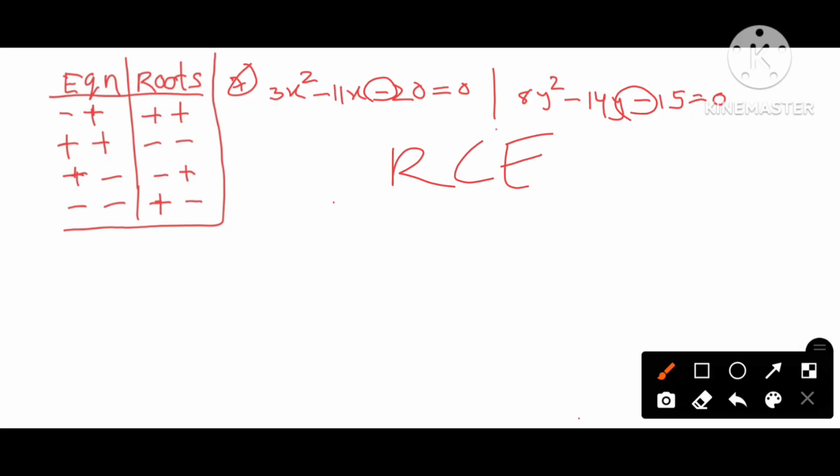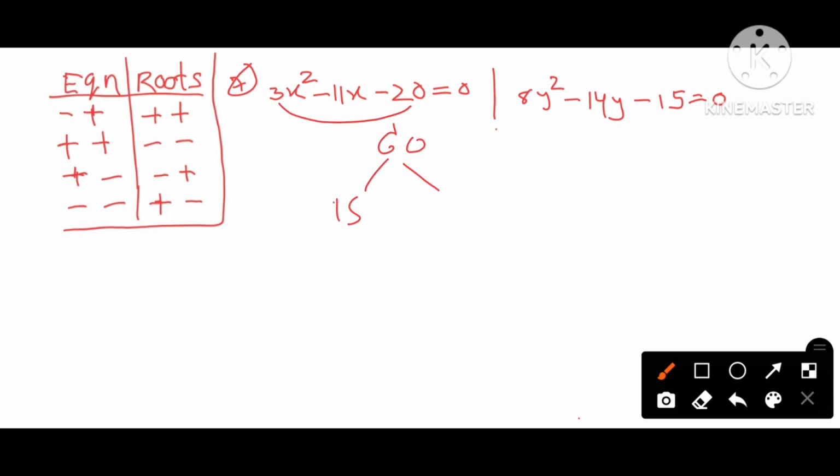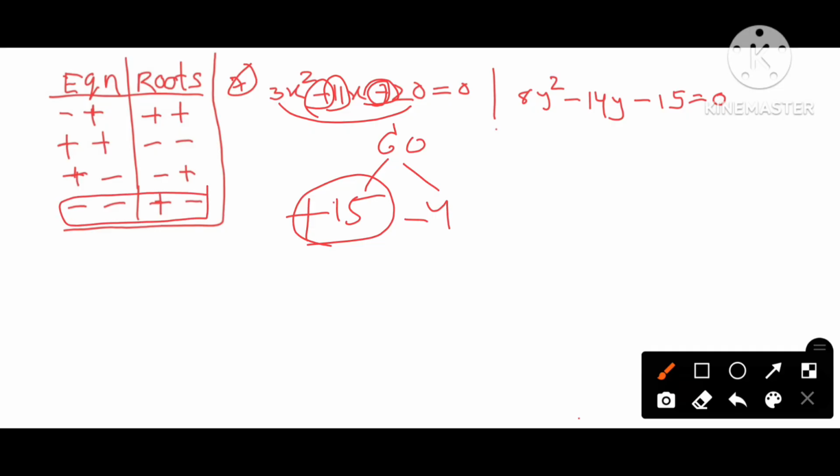Okay, let's see the traditional method of this one. Here 3 into 20 will be 60. 60 means the roots will be 15 and 4. The difference between 15 and 4, we get the value of 11. Here we are taking the difference of the roots. 15 minus 4, we get the difference of 11. So we got this one. Here negative and negative means the first root, the bigger root, will be positive according to this one, and the next one is negative.